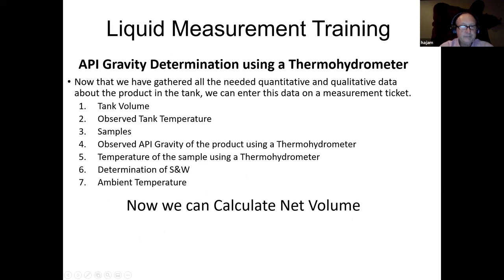So now that we've given it all the needed quantitative and qualitative data about the product in the tank, we can now enter this data into the measurement ticket. You want to write all this data down because this data is going to be used to determine your net volume.